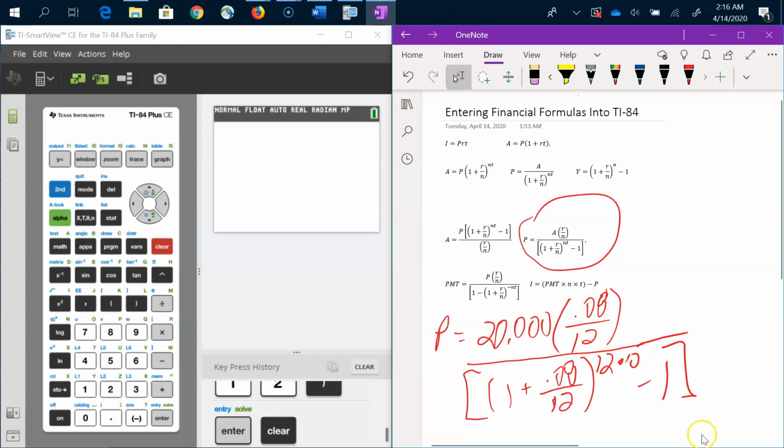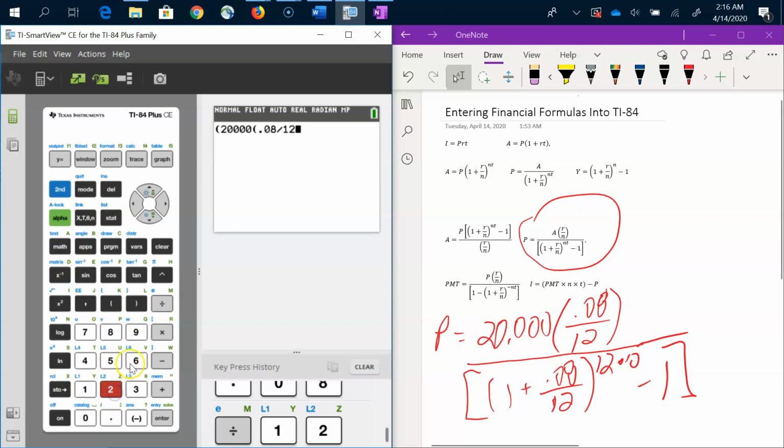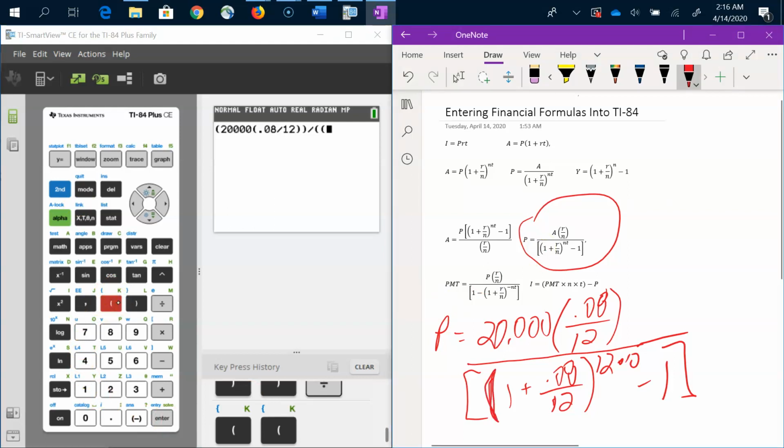I need to protect these things with parentheses. So I'll start off, parentheses, 20,000. And I have parentheses 0.08 divided by 12, parentheses, and then divided by parentheses. So now I'm operating down here in the denominator, and then there's another bracket, and then a parentheses here. Maybe I should make this look a little bit better. It looks like another 1 there. There we go, parentheses.